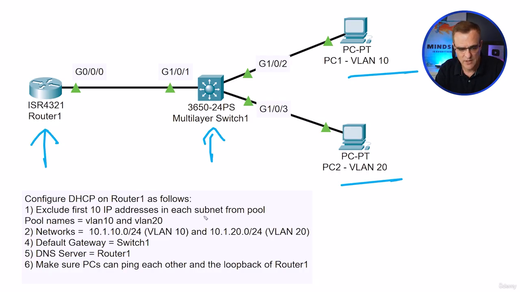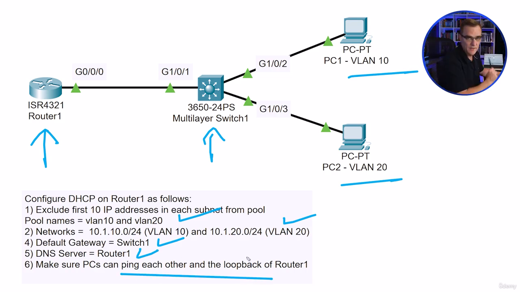So just in summary, you've got to configure DHCP pools for VLAN 10 and VLAN 20 on the router. The default gateway for the PCs will be the switch, not the router. The DNS server that's allocated through DHCP will be the router. You need to make sure that the PCs can ping the loopback of the router and the router can ping the PCs. If you struggle or you're not sure about this stuff, please watch the next video where I'll show you how to configure this.